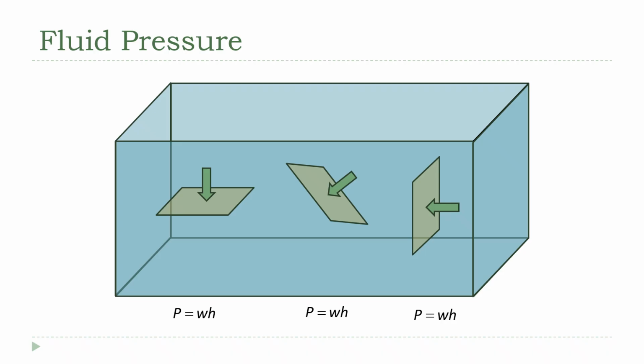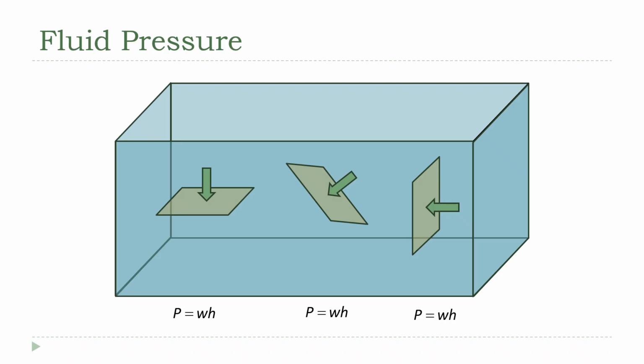The principle states that the pressure exerted by a fluid at a depth H is transmitted equally in every direction. So the downward pressure on the horizontal plate is exactly the same as the horizontal pressure on the vertical plate. It's the same no matter how the plate is oriented.